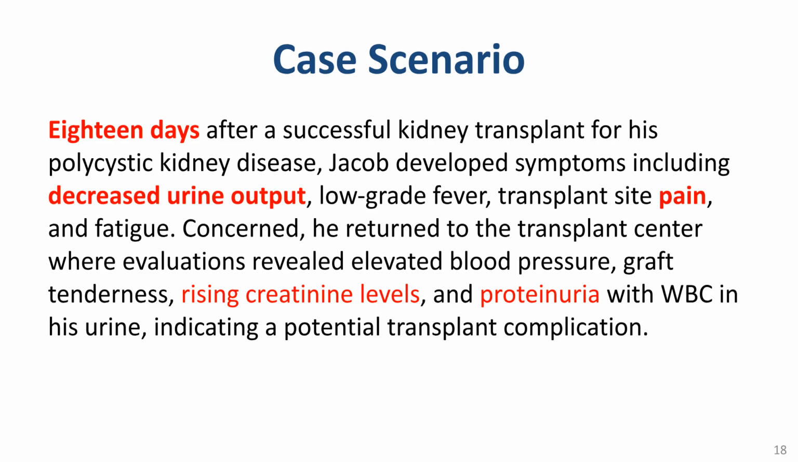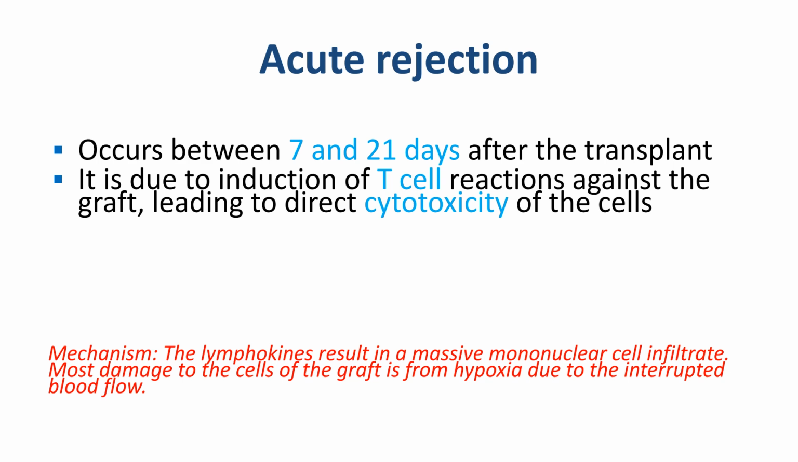These findings indicate acute rejection, a common complication occurring in 10 to 30% of kidney transplant recipients despite immunosuppression. The timing between 7 and 21 days post-transplant is classic. Let's understand the immunological mechanism in acute rejection. This is a cellular immune response rather than humoral. The mechanism involves several steps.